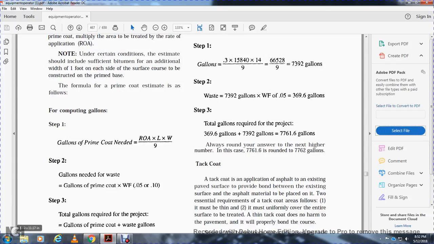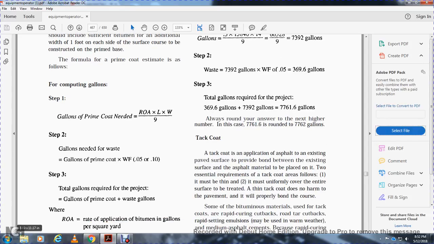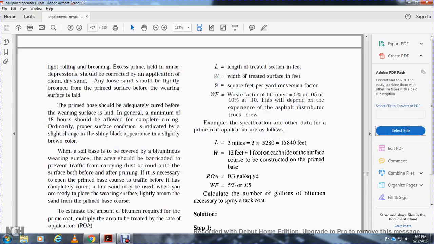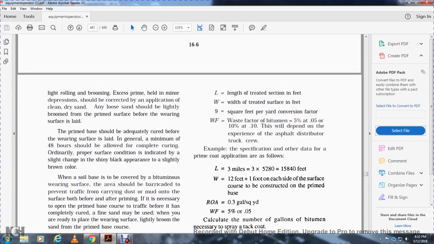Total gallons for the project equals gallons of primer coat plus waste gallons, where the rate of application of the bituminous material is in gallons per square yard. Length of the treated section in feet, and width of the treated surface in feet, then square feet per square yard as the conversion factor, and the waste factor of the bitumen at 5% or 10%. This depends on the asphalt distributor truck crew.